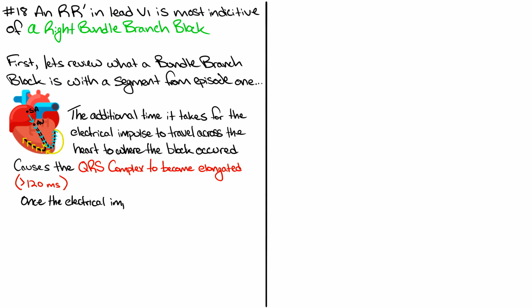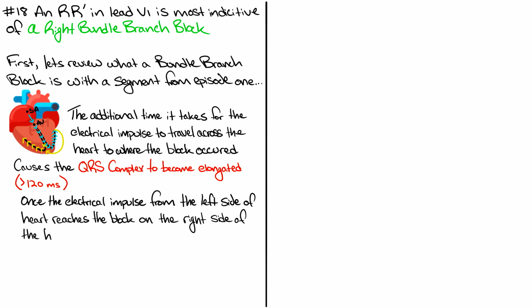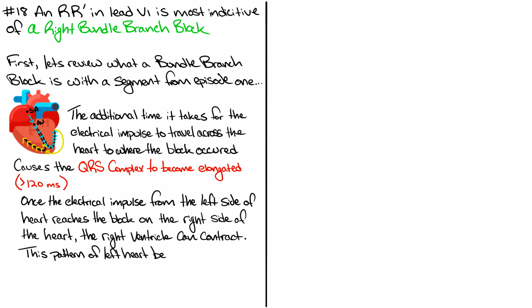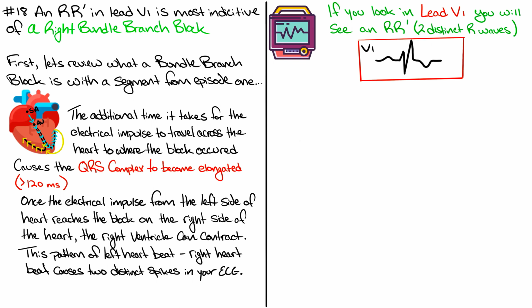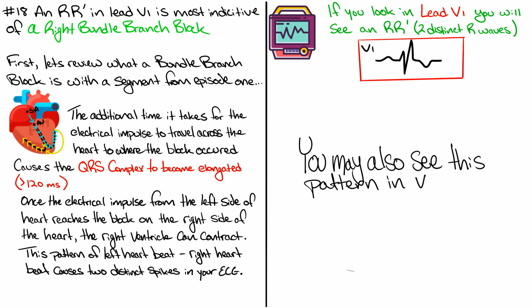Once the electrical impulse from the left side of the heart reaches the block on the right side of the heart, the right ventricle can contract. This pattern of left heartbeat, right heartbeat causes 2 distinct spikes on your ECG. If you look in lead V1, you will see an RR prime, that is 2 distinct R waves. And you should also note that it's possible to see this pattern in leads V2 and V3.